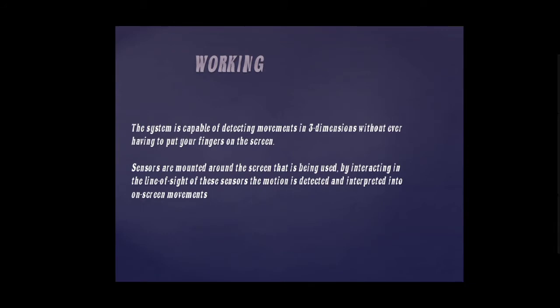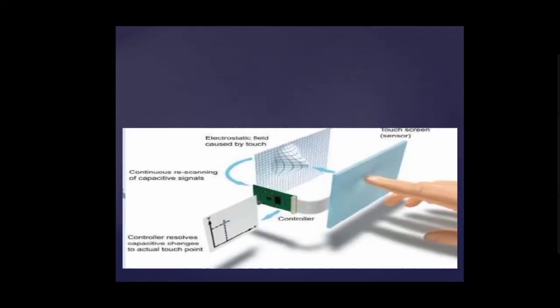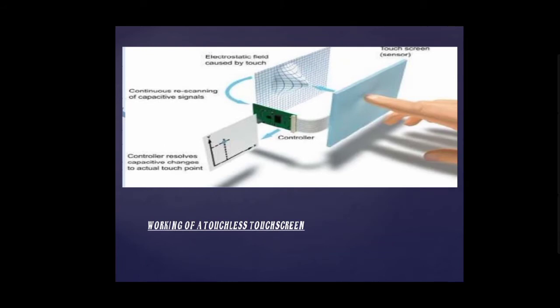Working. The system is capable of detecting movements in three dimensions without ever having to put your fingers on the screen. The device is based on optical pattern recognition using solid state optical matrix sensors with a lens to detect hand motions. And here is the working of a touchless touch screen.